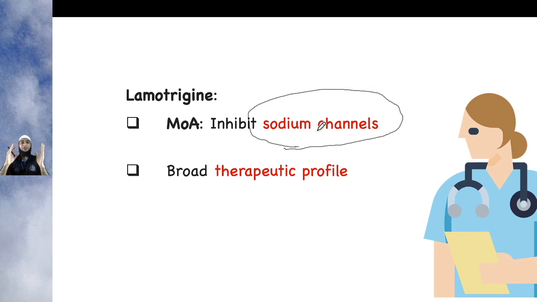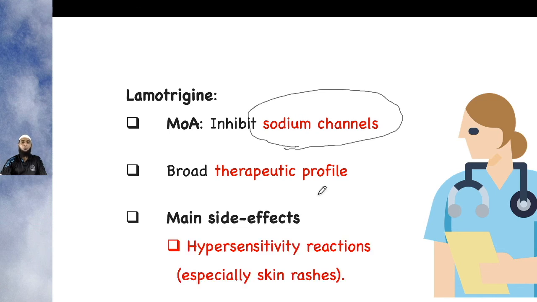Ethosuximide is used in the treatment of absence seizure. But lamotrigine is a drug having a mechanism of action similar to phenytoin, in that it inhibits the sodium channel, and it has a very good broad therapeutic profile. Although it has a broad therapeutic profile, lamotrigine produces hypersensitivity reactions. So it produces skin rashes in patients who are sensitive to lamotrigine. So if there is a history of hypersensitivity reaction to lamotrigine, then you should not give this medicine to that particular patient.